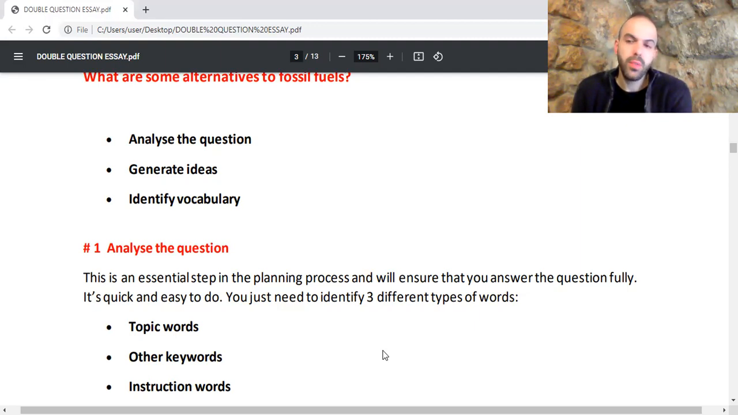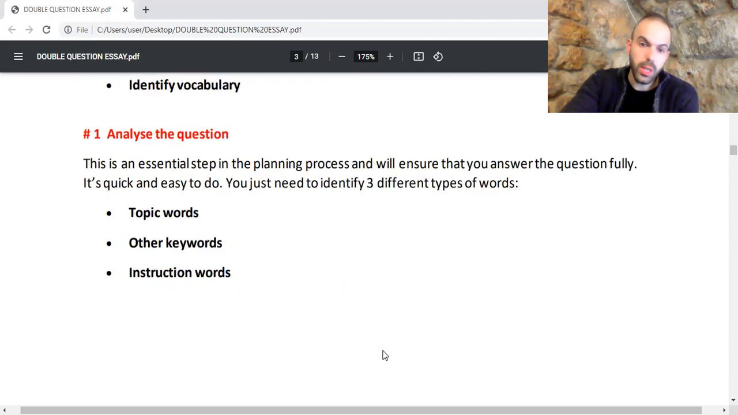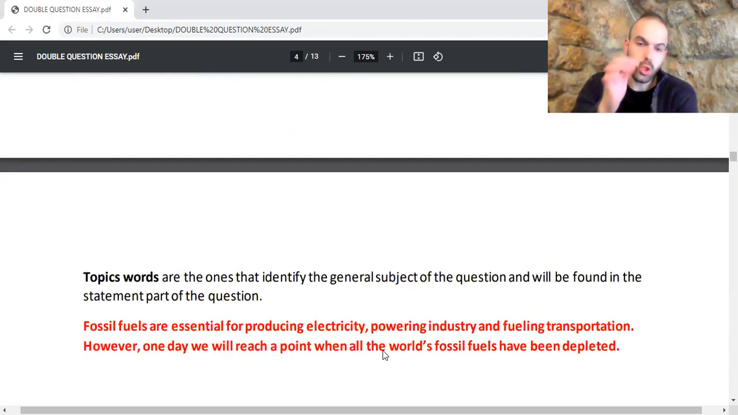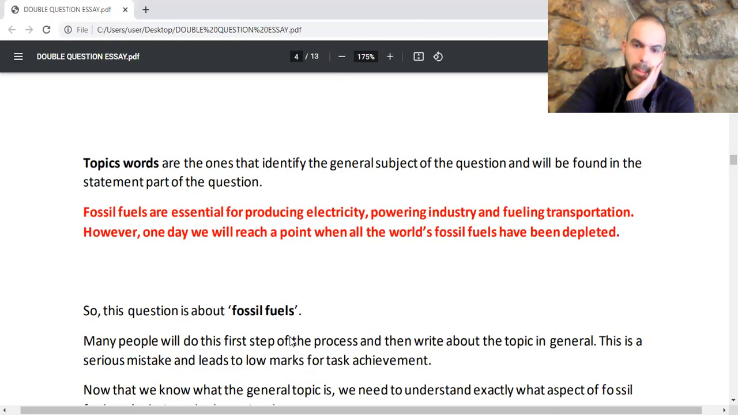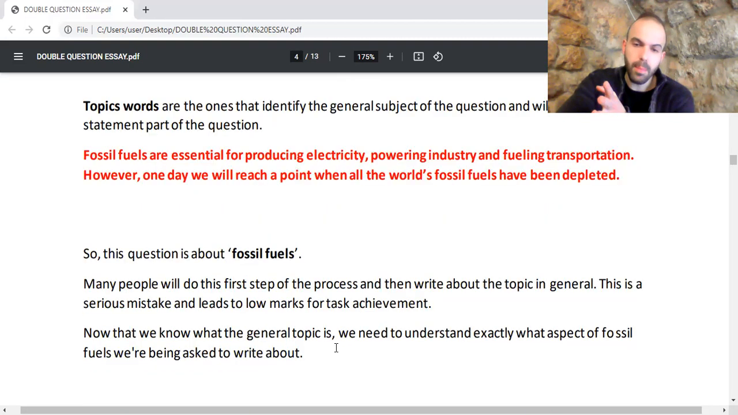You just need to identify 3 different types of words: topic words, other keywords, and instruction words. So let's just start with the topic words, which are the ones that identify the general subject of the question and will be found in the statement part of the question. So that's the question, as you can see again. So this question is about fossil fuels. Many people will do this first step of the process and then write about the topic in general. This is a serious mistake and leads to low marks for task achievement.